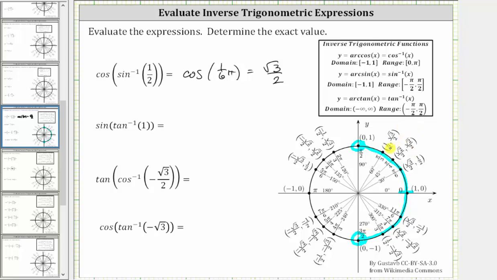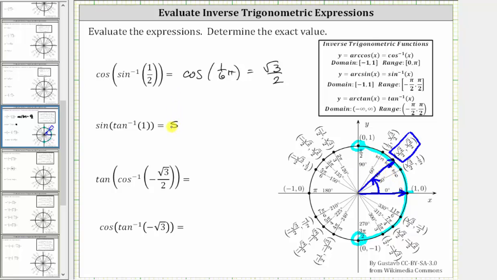On the unit circle, tangent theta is equal to y divided by x, which means to evaluate inverse tangent of 1, we look for the point on the unit circle in this interval where y divided by x is equal to 1. And this occurs when the x and y coordinates are equal, which is at this point here. Y divided by x is equal to 1, and therefore the terminal side of the angle in the interval that has a tangent function value of 1 has the terminal side here, initial side here, and therefore the angle in the interval is this angle here, 45 degrees, or in radians, pi over 4 radians, or 1/4 pi radians.